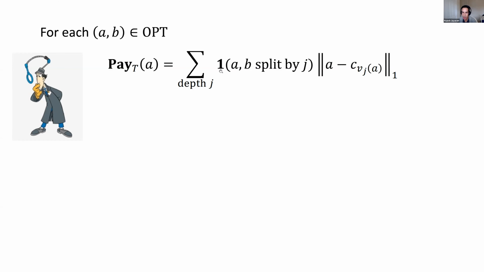At the first moment where A and B are split by some level J in the tree, we're going to start paying some quantity, which is the distance from A to the center of mass at the vertex where it is. So we don't pay anything until A and B split. And once they split, we pay the distance from A to the center of mass of every vertex down the tree that it shows up in.